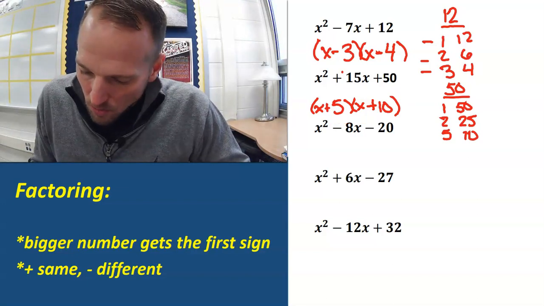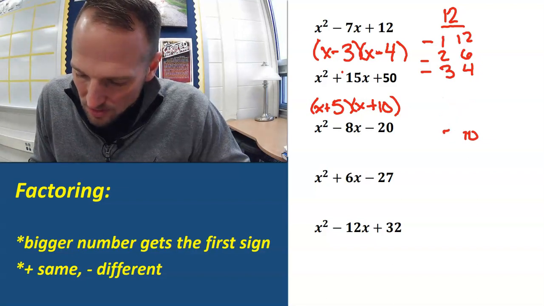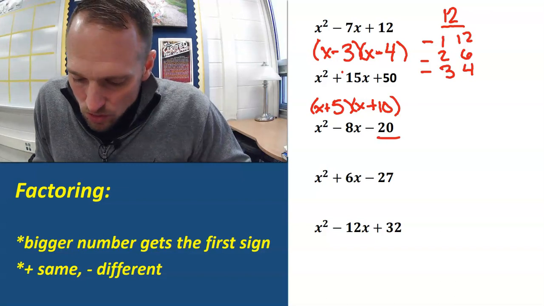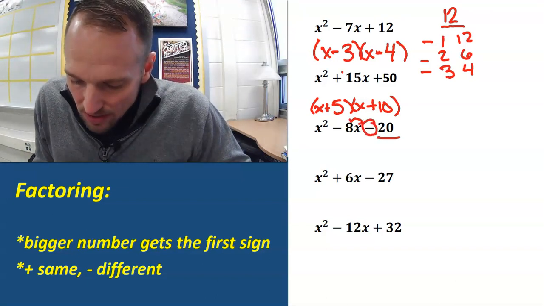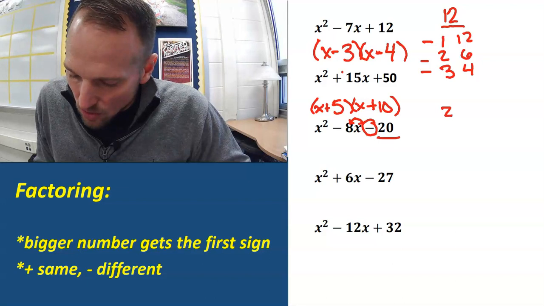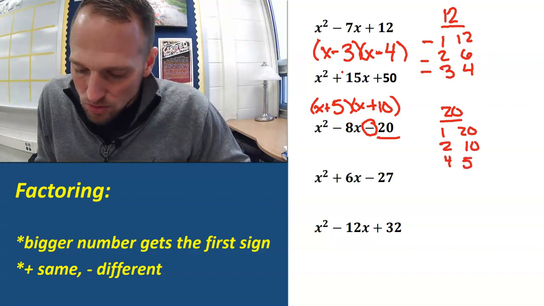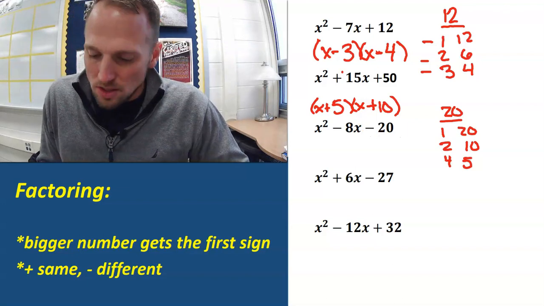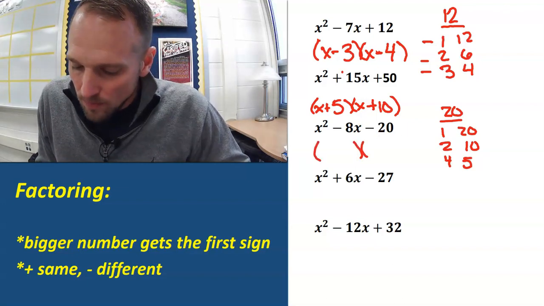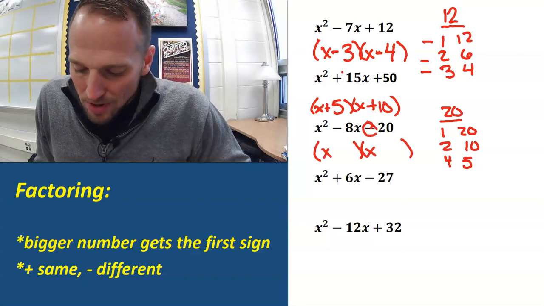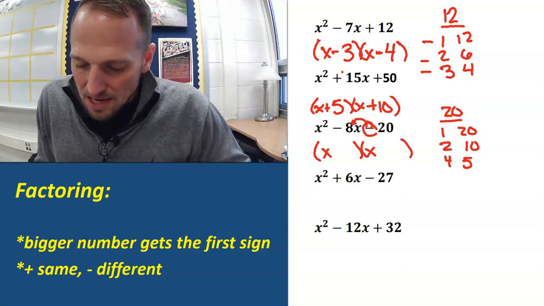I'm going to erase my work out here to the side so I've got plenty of room. We need numbers that multiply to get 20 and subtract to get 8. So what's going to multiply to get 20? 1 and 20, 2 and 10, and 4 and 5. And those are going to be our only options that multiply to get 20. So which one of those subtract to get 8?